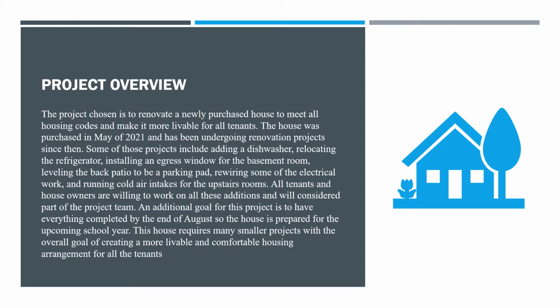All right, to begin with the project plan is the project overview. The project chosen is to renovate a newly purchased house to meet all housing codes and make it more livable for all tenants. The house was purchased in May of 2021 and has been undergoing renovation projects since. Some of these projects include adding a dishwasher, relocating the refrigerator, installing an egress window for the basement room, leveling the back patio, rewiring some of the electrical work, running cold air intakes for the upstairs rooms.